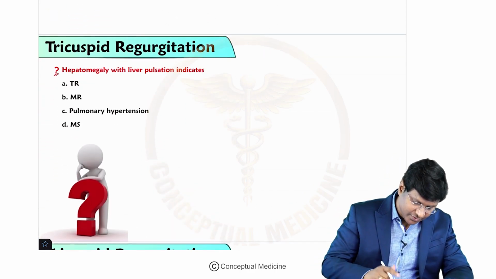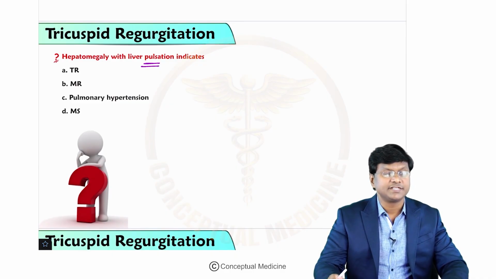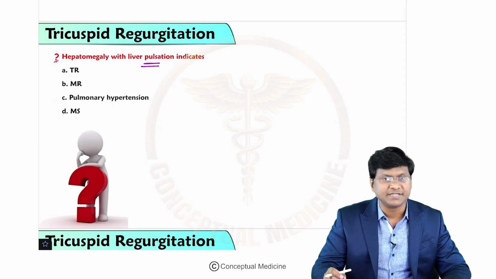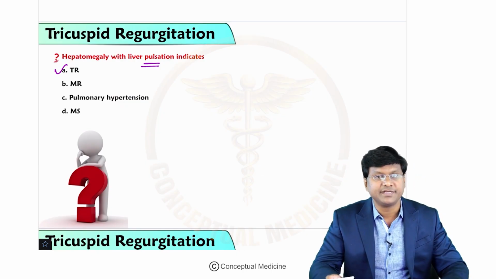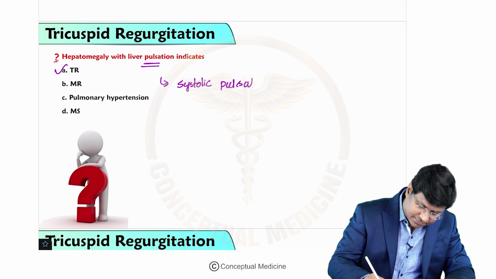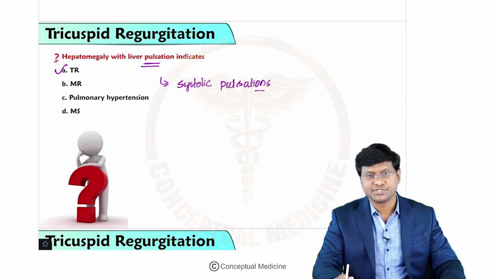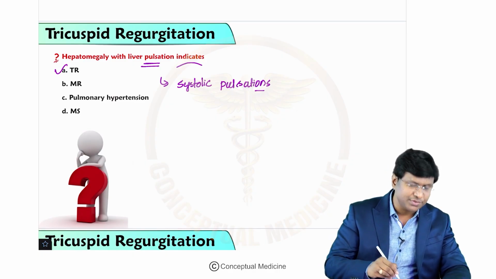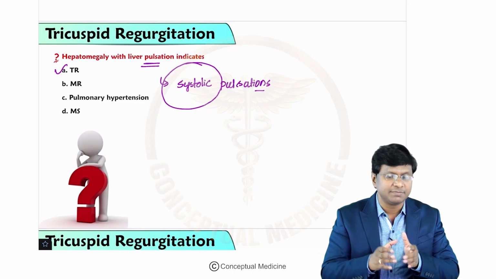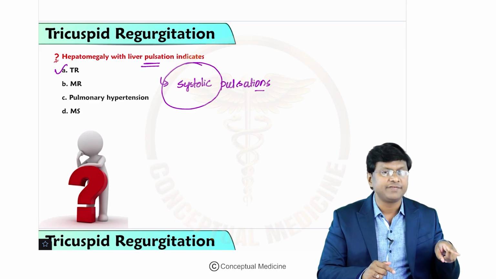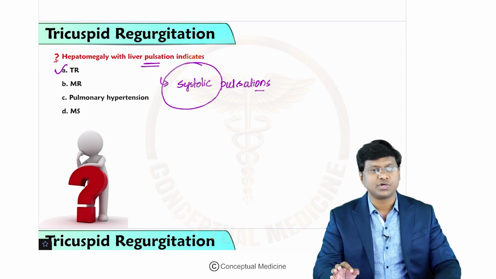Next, hepatomegaly with liver pulsations indicates tricuspid regurgitation, mitral regurgitation, pulmonary hypertension, mitral stenosis. So, hepatomegaly with liver pulsations indicates the tricuspid regurgitation. And what pulsations will you have in the liver? That is systolic pulsations. So, systolic pulsations of the liver and marked hepatomegaly are the characteristic features. And why do you have systolic pulsations? Because the regurgitation of the blood from the right ventricle to the right atrium occurs during systole. So, during systole, the right atrial pressure is increasing and that will reflect back onto the liver, and that will be in the form of the systolic pulsations.